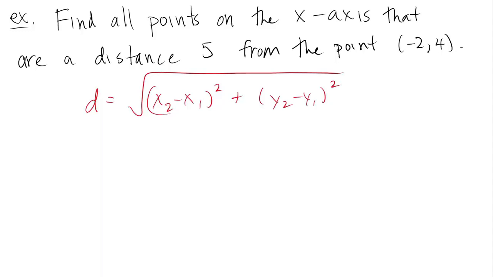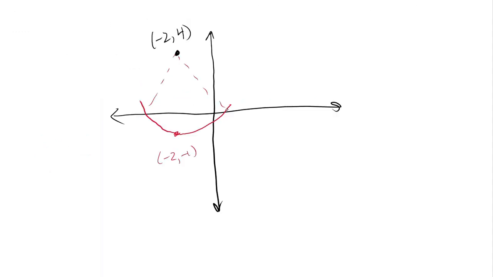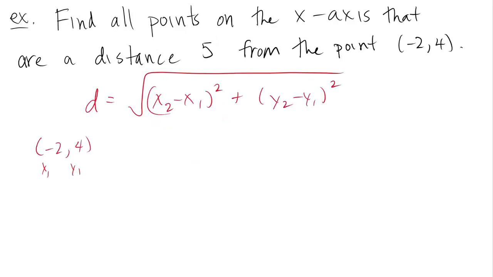Well, there's one specific point given, negative 2, 4, and we'll call that one x1, y1. But there's a second point that we're searching for, the unknown point. And here's the beautiful thing, we actually know one of the coordinates of that point. We know that the point that we're looking for sits on the x-axis, which means that its y-coordinate is 0 because it's not sitting above or below the x-axis, it's on the x-axis. So while I don't know the x-coordinate, and I'm going to call that coordinate x, I do know the y-coordinate of the second point is 0, and that's going to be my x2, y2. The distance is 5, that's given.